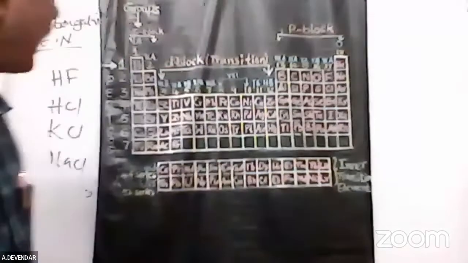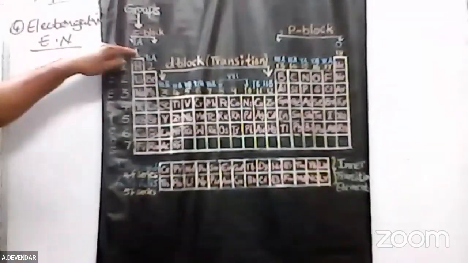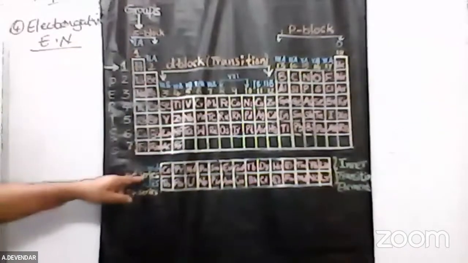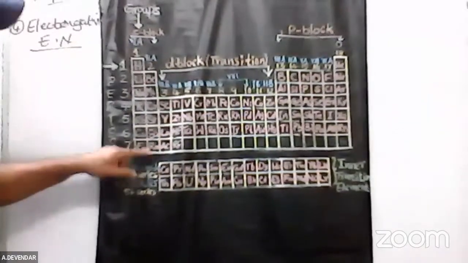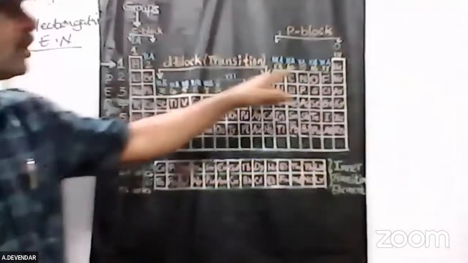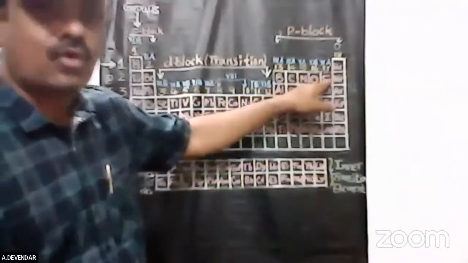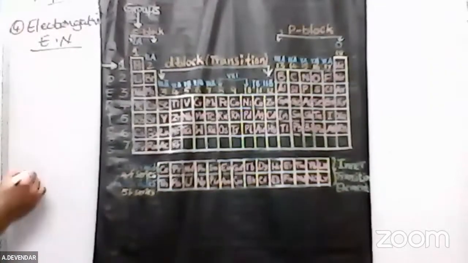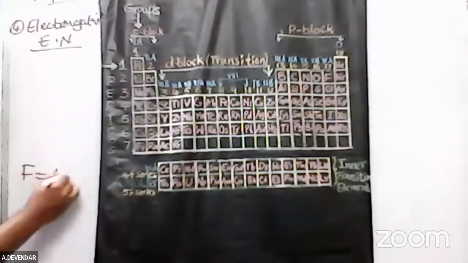Electronegativity follows the same pattern in groups and periods. In the groups, electronegativity decreases from top to bottom. The most electropositive element in the periodic table is cesium, and the highest electronegativity is fluorine. Fluorine's electronegativity is 4.